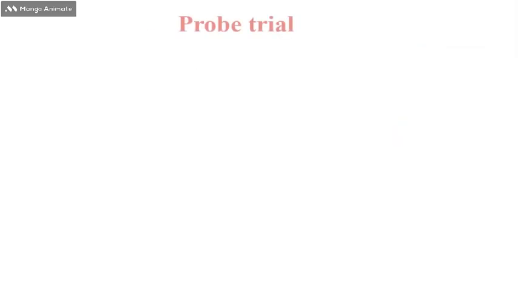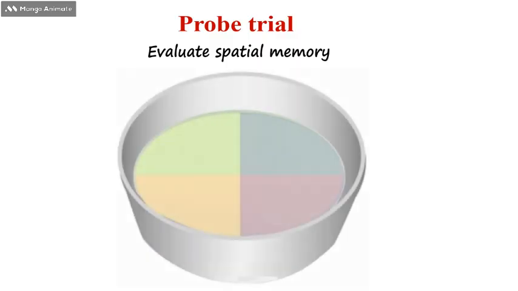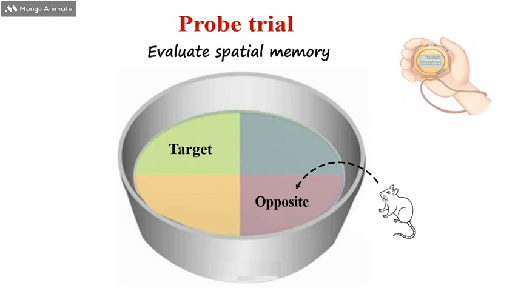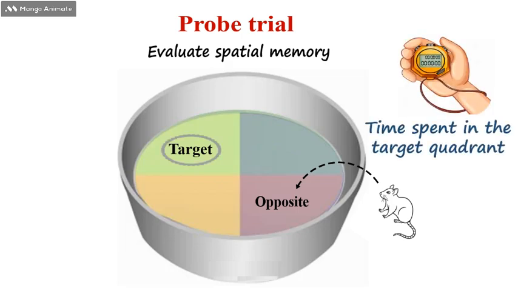The probe trial in the Morris water maze is used to evaluate spatial memory after the acquisition or learning phase. In the probe trial, remove the platform from the target quadrant and place the animal in the opposite quadrant facing the wall. Allow the animal 60 seconds to swim freely and record the time spent in the target quadrant.